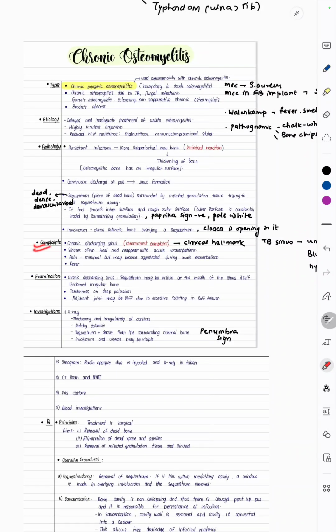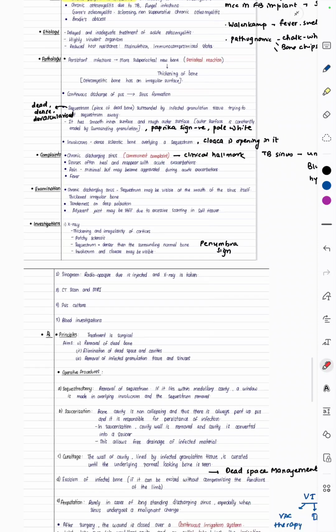Complaints: the patient will complain of chronic discharging sinuses. The sinuses heal up and reappear. Pain is minimal, and fever is present. On examination of these chronic discharging sinuses, the sequestrum may be visible. Bony chips or chalky white discharge can be seen, and the adjacent joint may be stiff or extensive. Scarring in soft tissues is present.